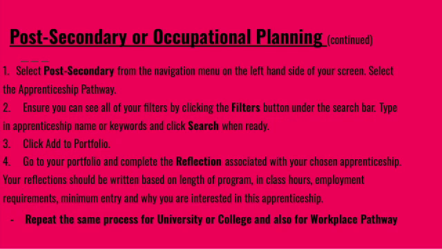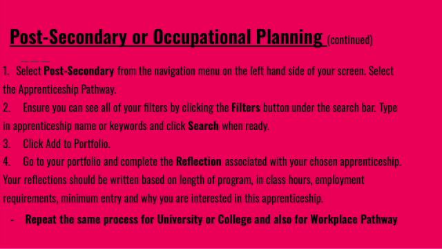Going into My Blueprint, you're going to select Post-Secondary from the navigation menu on the left-hand side of your screen. Select the apprenticeship pathway. Make sure you can see all of your filters by clicking the Filters button under the search bar. Type in the apprenticeship name or keywords and click Search when ready. Once you've found something, you're going to click Add to Portfolio to add it to the portfolio that you've made.